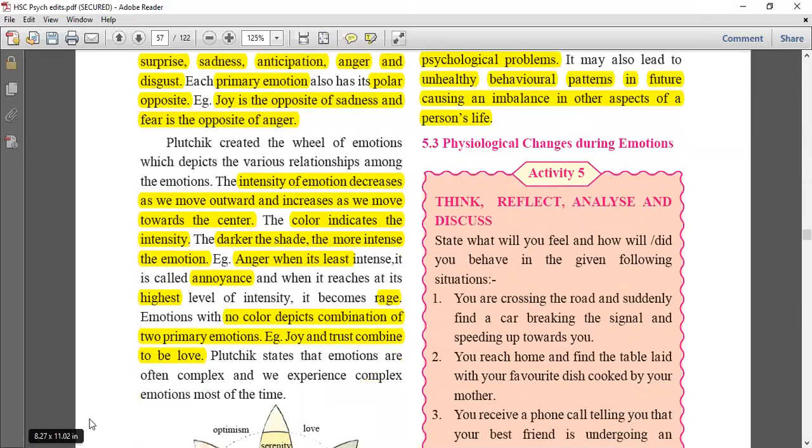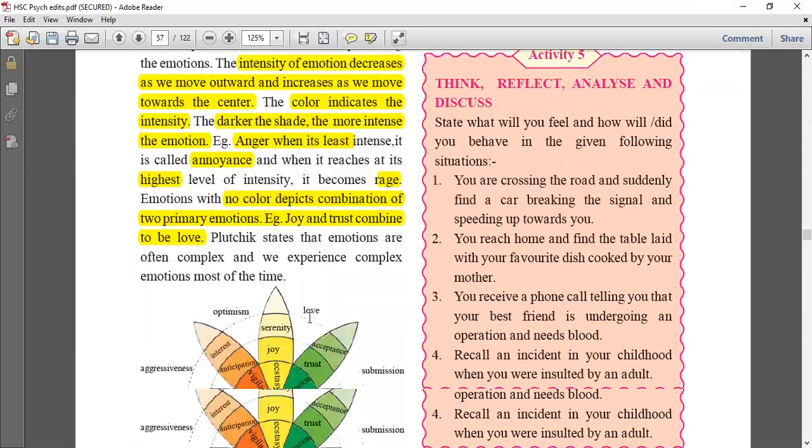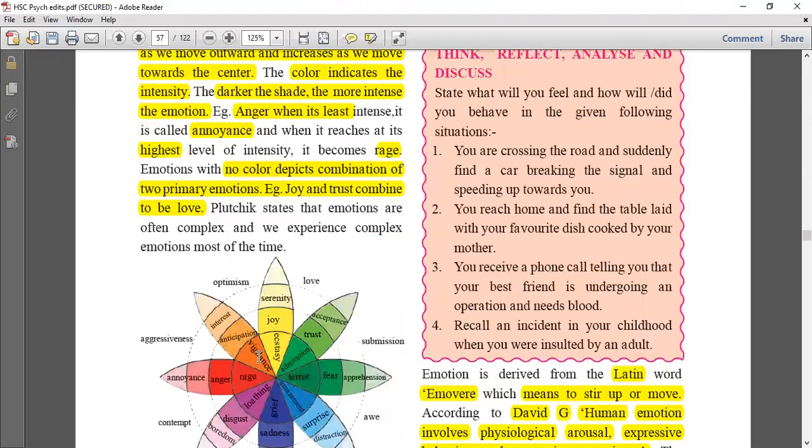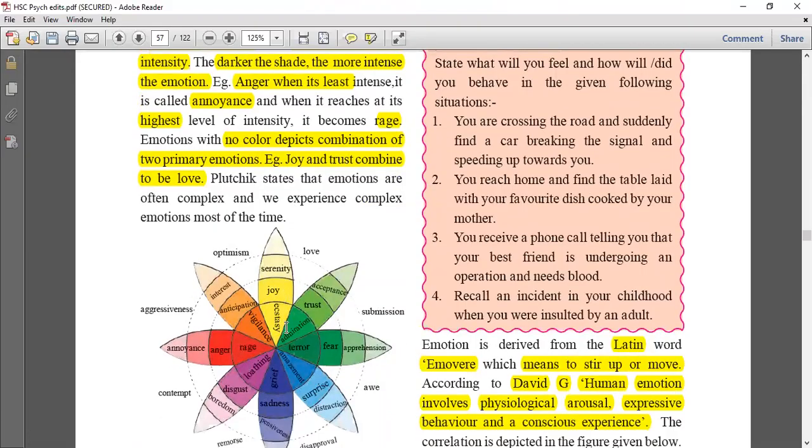So sadness is the opposite of joy, for example. Fear is the opposite of anger. And through this, you will see the darker the color, the first line has more strong, intense emotions. Okay.